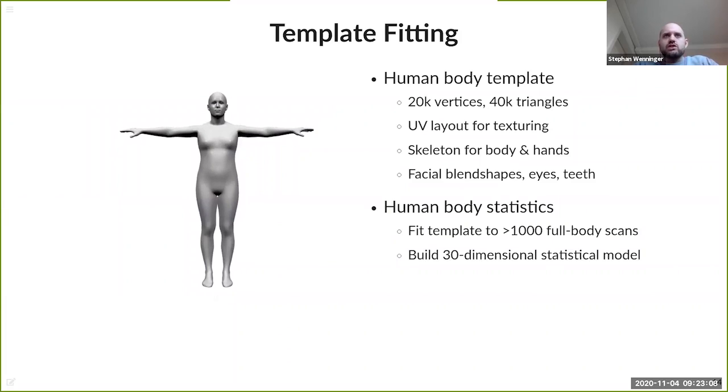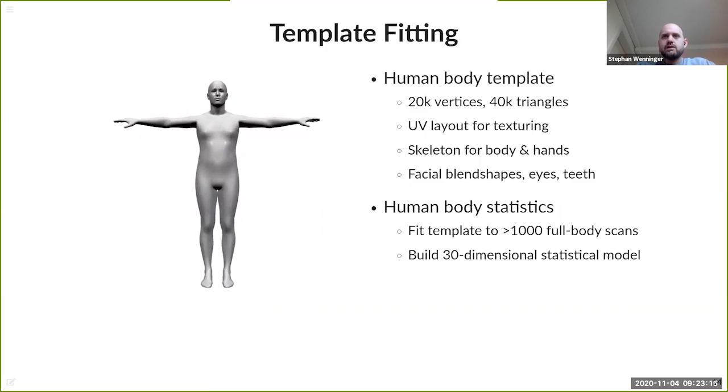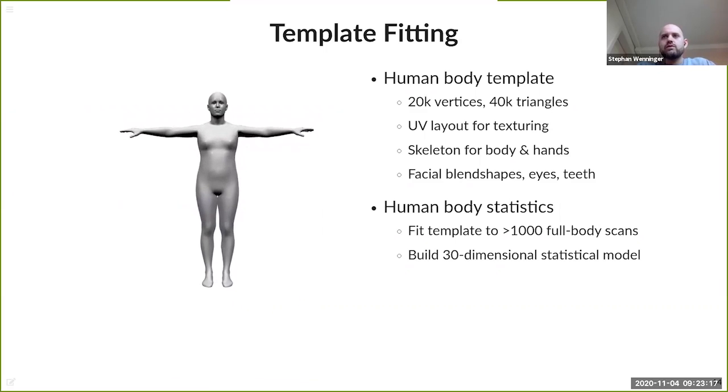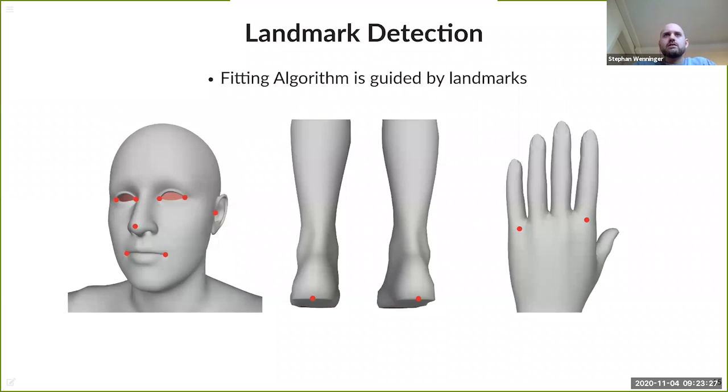Additionally, we try to initialize our fitting process by using a statistical PCA model, which we created by fitting this template to over 1,000 full body scans. And then we build a 30-dimensional statistical model. And on the left-hand side, you can see some of the space that this model captures. And the template fitting algorithm that we use can incorporate the landmark information in order to initialize the fitting process.